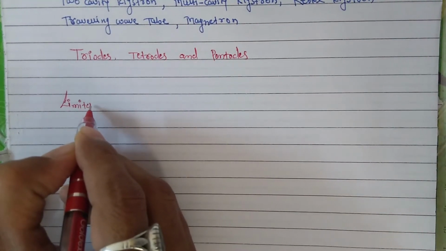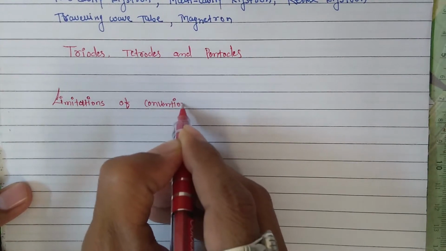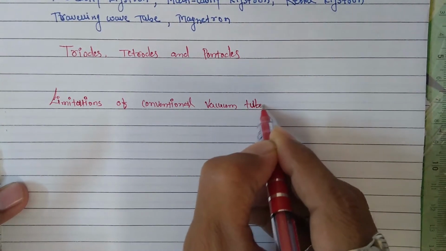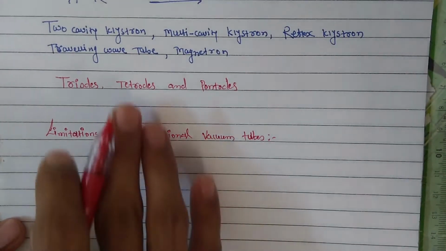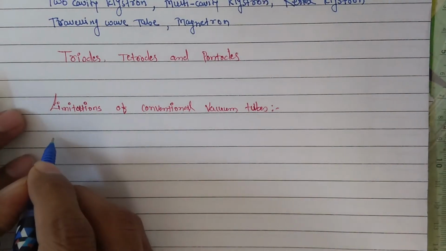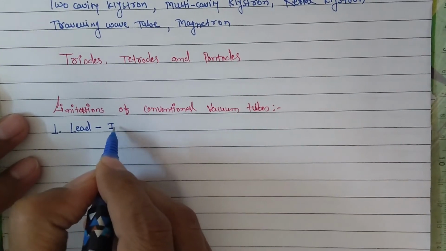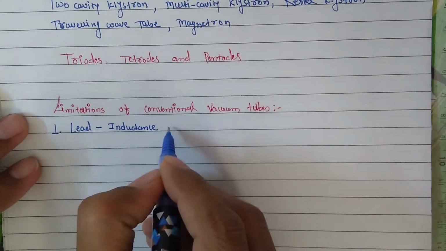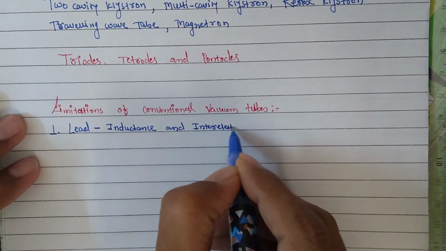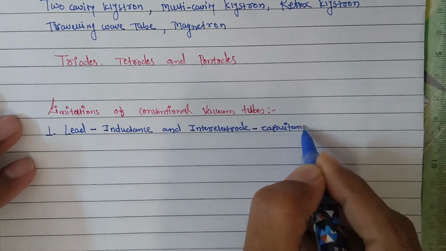So, the topic of discussion is limitations of conventional vacuum tubes. So, what are these conventional vacuum tubes? Triodes, tetrodes, and pentodes. There are three important limitations. First limitation is lead inductance and interelectrode capacitance effects.